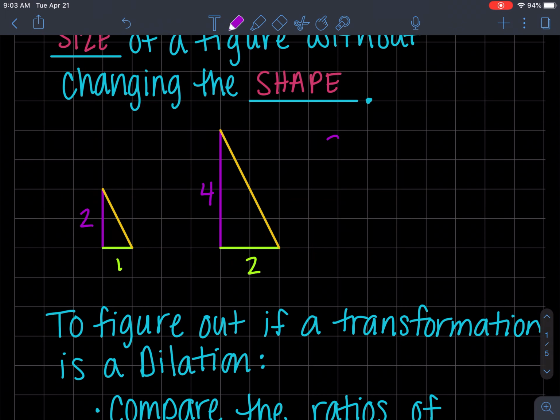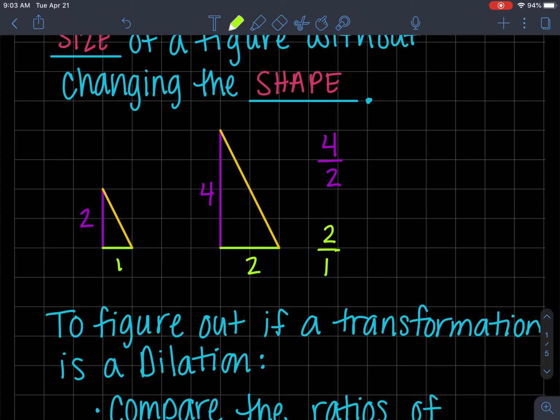So my small shape, that was my pre-image. No, for ease of math, let's do it this way. We're going to put the image over the pre-image. That's how it's supposed to go. Okay? So where you ended up over where you started.